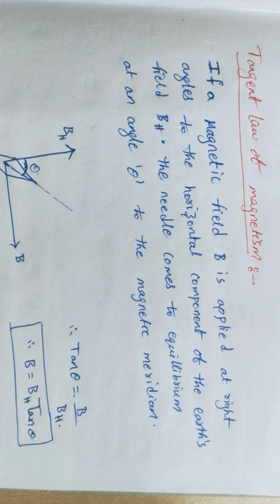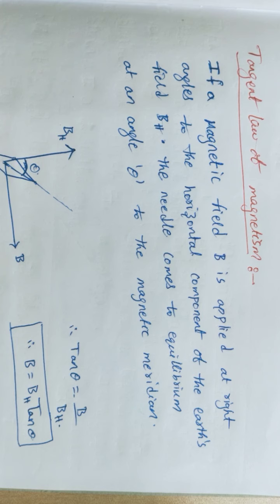Now in this class I want to start a new topic, that is the tangent law of magnetism. In this class we will discuss it. This tangent law of magnetism gives one relation, that is B is equal to BH tan theta. This is the relation we will observe.